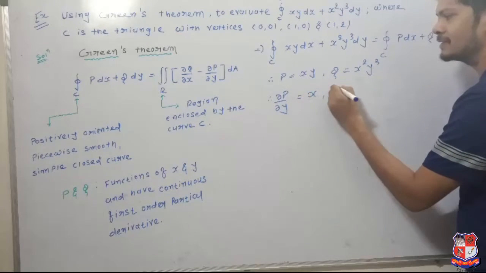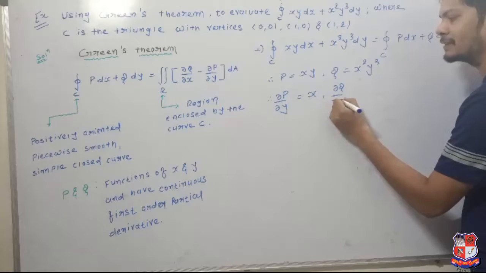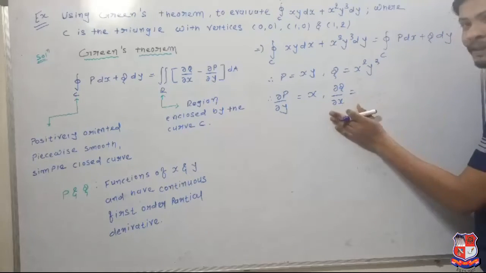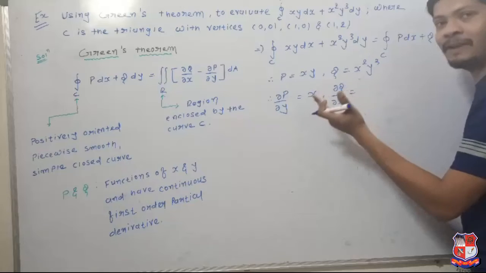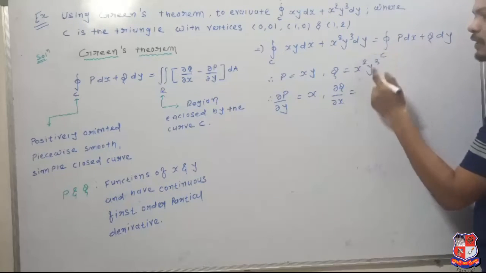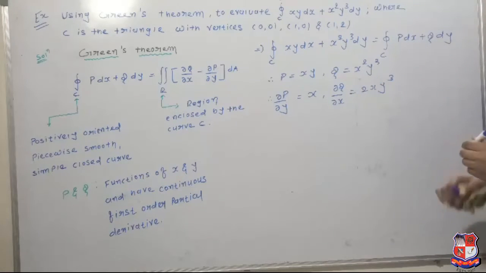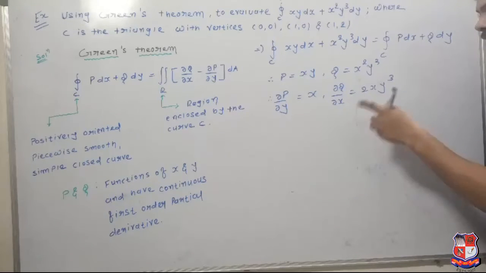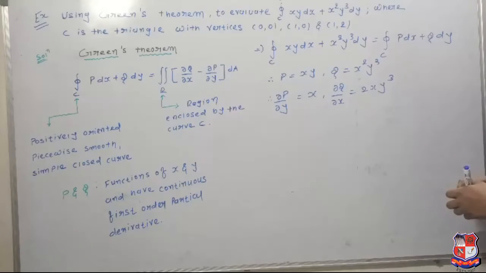Similarly, del Q by del x. While doing this derivative, the other variable y will remain constant. So the derivative of x square is 2x, so 2x y cube. So these are the partial derivatives with respect to x and y. Now let me replace these values into the equation.